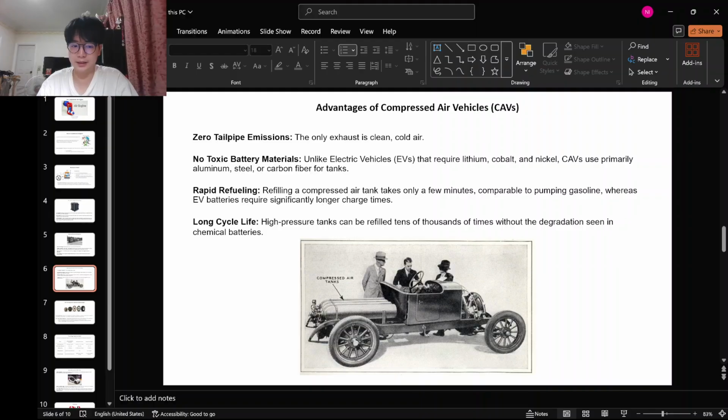Three, rapid refilling. Refilling a compressed air tank takes only a few minutes, comparable to pumping gasoline, whereas EV batteries require significantly longer charge times. Four, long cycle life. High-pressure tanks can be refilled tens of thousands of times without the degradation seen in chemical batteries.